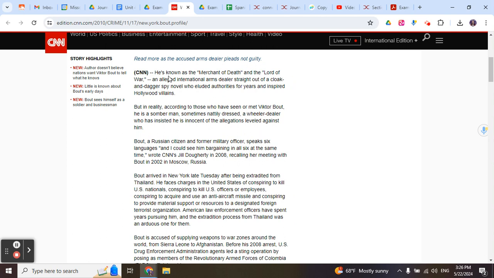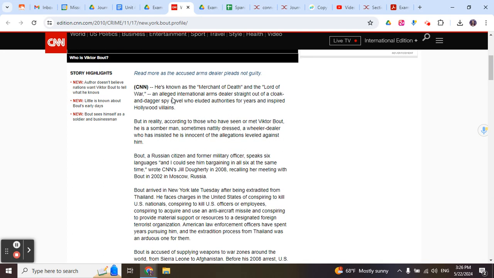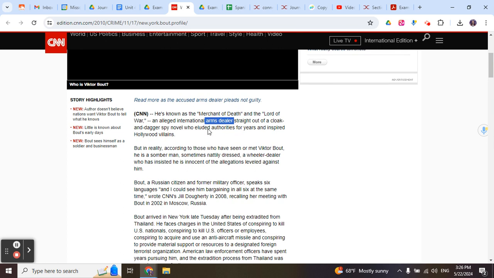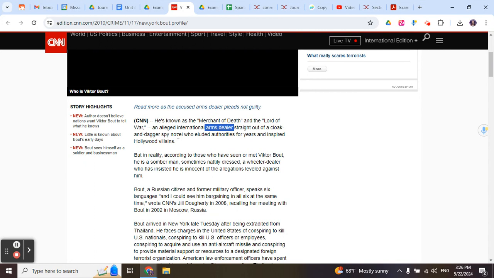So they're going to write a whole story talking about, right, he's known as the Merchant of Death, the Lord of War, an alleged international arms dealer straight out of a cloak and dagger spy novel who eluded authorities for years and inspired Hollywood villains. So we got the who, the villain, the what, right? He's an arms dealer, so that's what he did. We don't know the why, that comes up later sometimes, and how, right? And then the when they didn't really do it, right? So this writer missed the when.